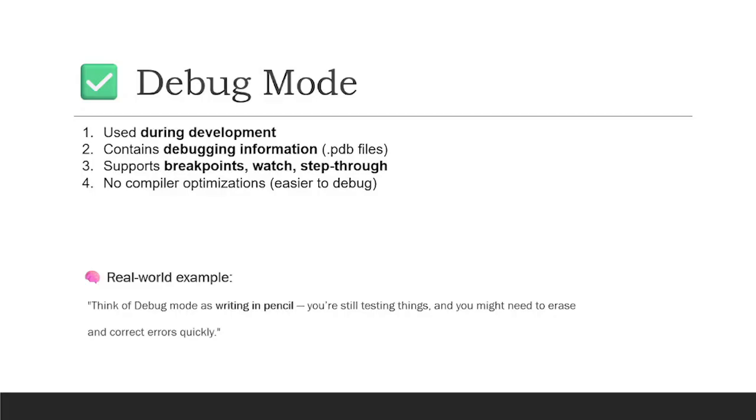Let's start with debug mode. This is the default configuration when you are writing and testing code, and it is used during development. When we are developing software, we need to know what the variable values are and how the flow works. With the help of debugging, we can figure out the values of the variables and the flow as well. It contains debug information.